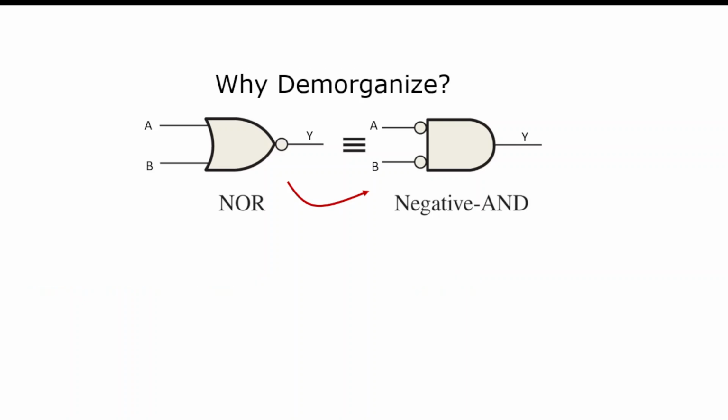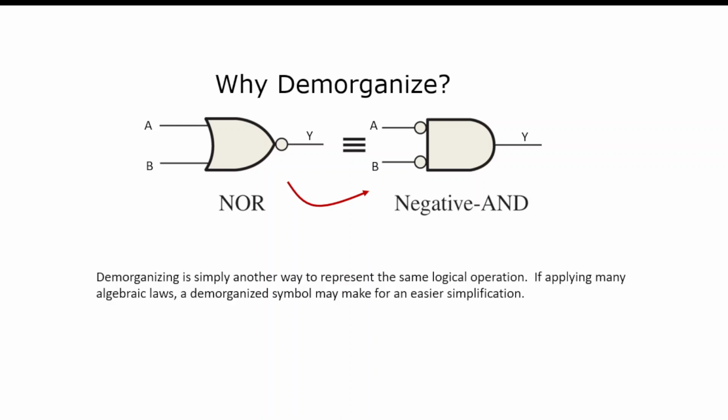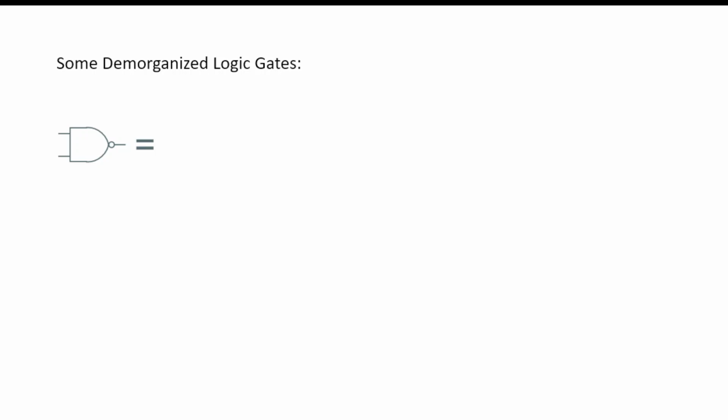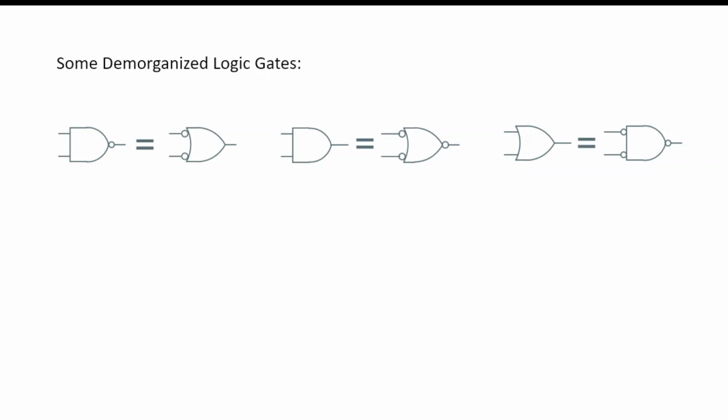Now, some might ask, why demorganize? Well, simply another way to represent the same logical operation, and if applying many algebraic laws, a demorganized symbol may make for an easier simplification. So sometimes it becomes easier to simplify if I demorganize something. So here are some more demorganized logic gates. So a little bit on Boolean expressions, a little bit on Boolean algebra, and a little bit on demorganization.